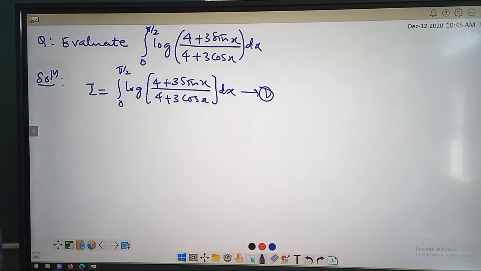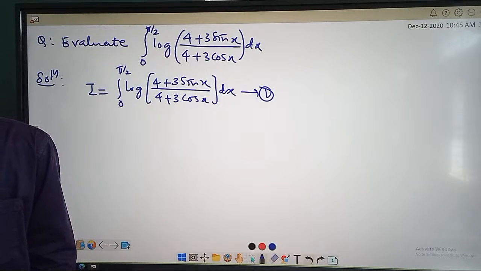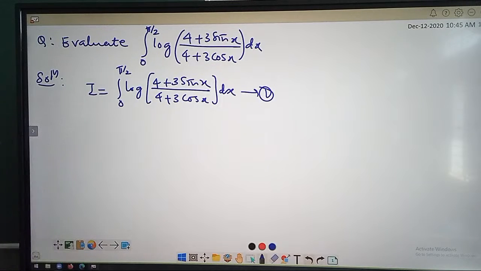We know the only thing is property number 6: f of x can be replaced by f of a minus x.